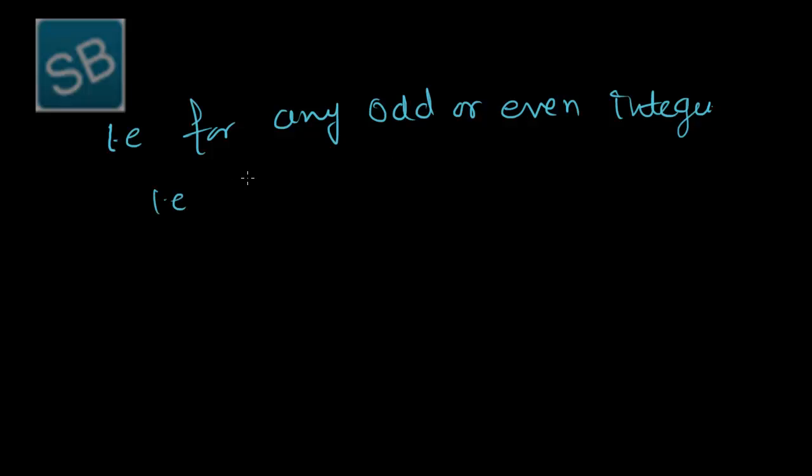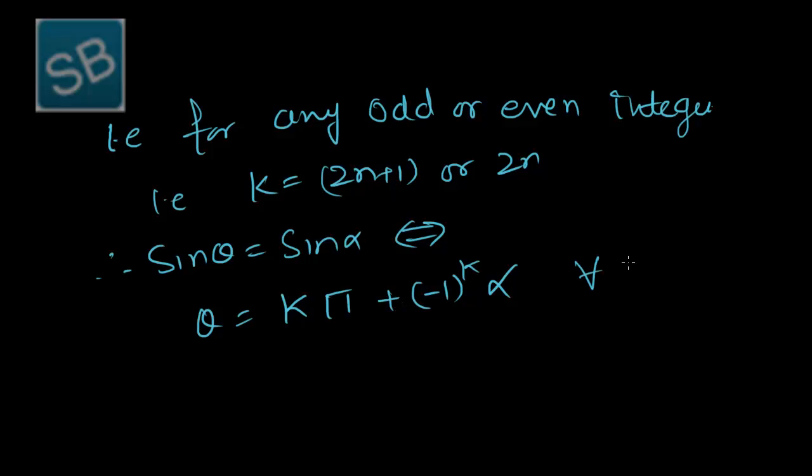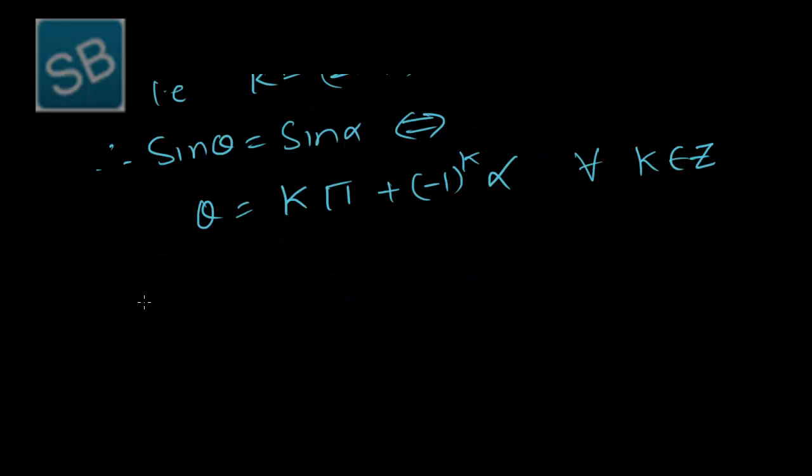that is k is equal to 2n plus 1 or 2n, sin theta is equal to sin alpha if and only if theta is equal to k pi, k may be even or may be odd, and minus 1 raised to power k alpha. As k is odd, it becomes minus alpha. As k is even, it becomes positive alpha. So this is a general solution.